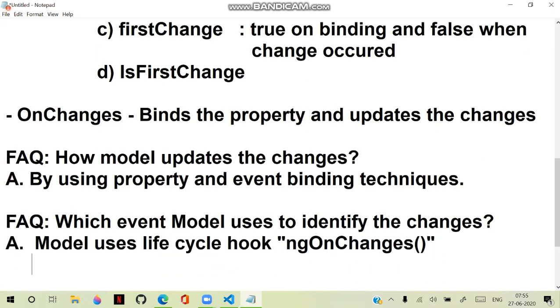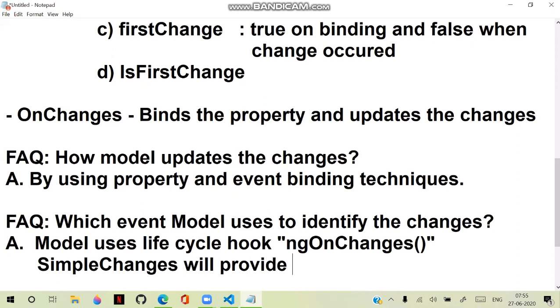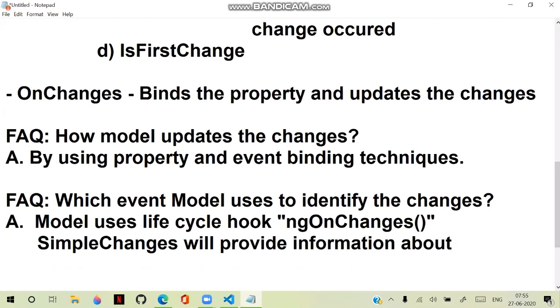and SimpleChanges will provide information about the previous value. So previous and current value.